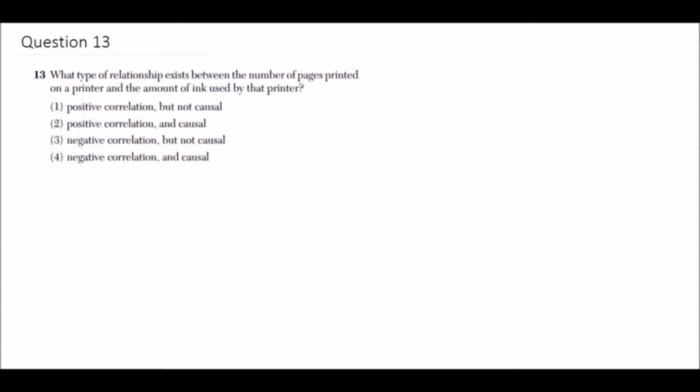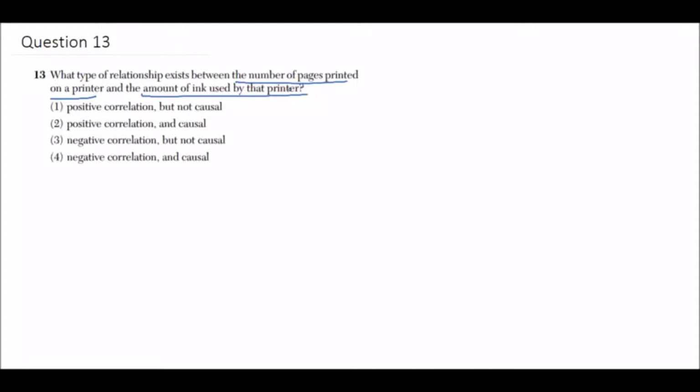This is question number 13 in the January 2017 Algebra 1 Common Core Regents, and this is a conceptual question, no algebra or math required, in case you haven't noticed that there are no numbers or equations in this question. So it says, what type of relationship exists between the number of pages printed on a printer and the amount of ink used by that printer?